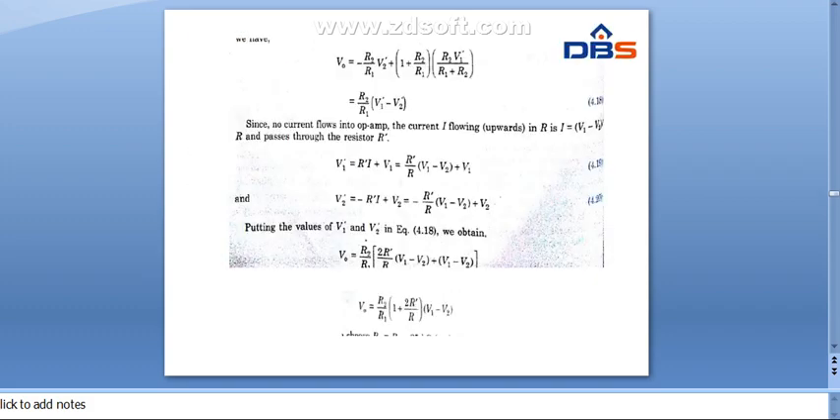Here the output voltage becomes R2 by R1 into (1 plus 2 R dash by R) into (V1 minus V2). It is the final output voltage of the instrumentation amplifier. So V0 equal to R2 by R1 into (1 plus 2 R dash by R) into (V1 minus V2). This is the overall gain of the circuit.